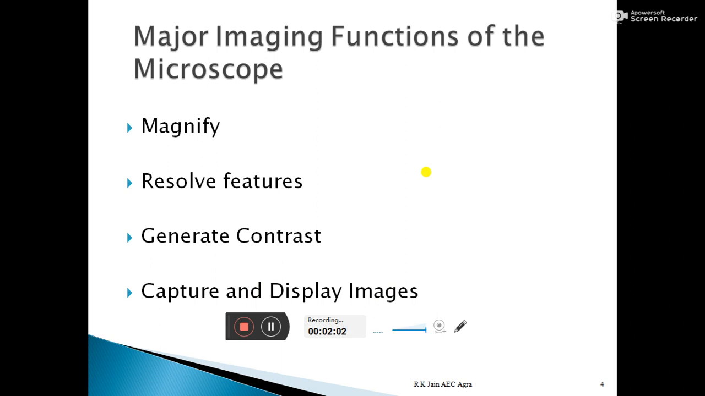A microscope basically does the following functions. Number one is the magnification. It magnifies the object, with magnification ranging from 5 times to 5 lakh times. Another function is to resolve the features, means it gives the resolution to two adjacently situated points. Another major function of the microscope is to generate the contrast and to capture and display the images.